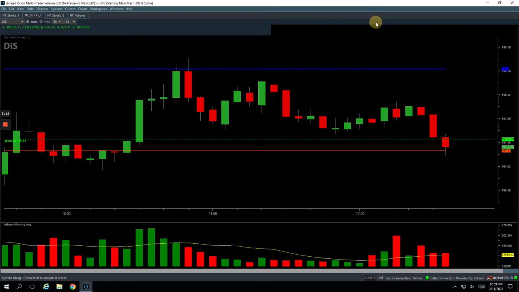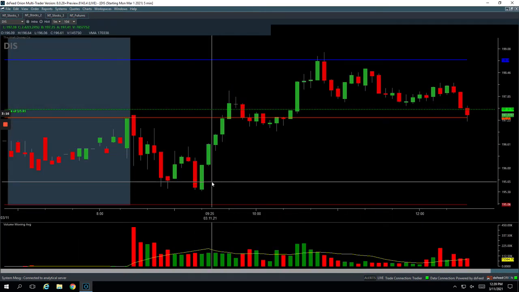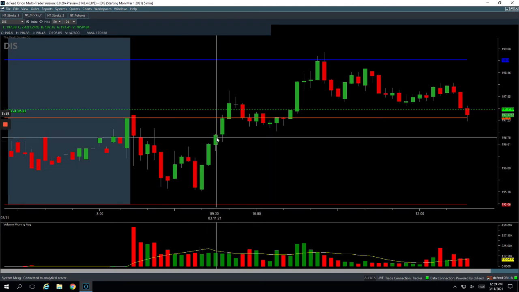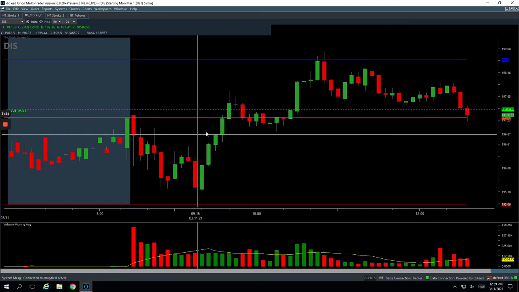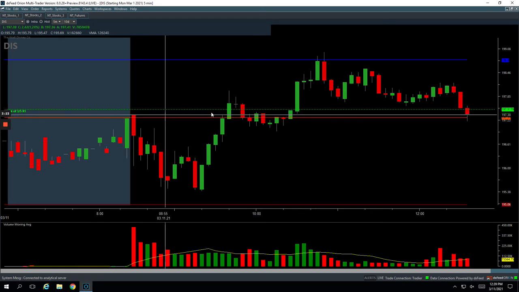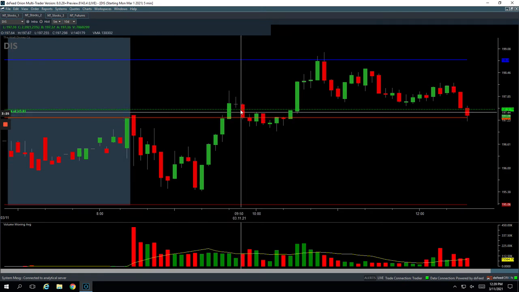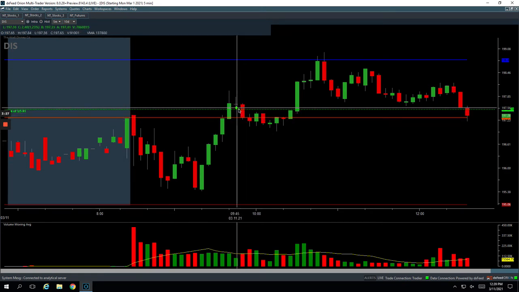Disney, minus 240 on Disney. Disney looked like it just got super strong. This was really frustrating. Started getting super strong after acting weak all the way back up to highs of day. Started consolidating. I got long right here. And then I think I added a little bit here. Chopped around. The rest of the market was just pushing, and Disney was just chop.